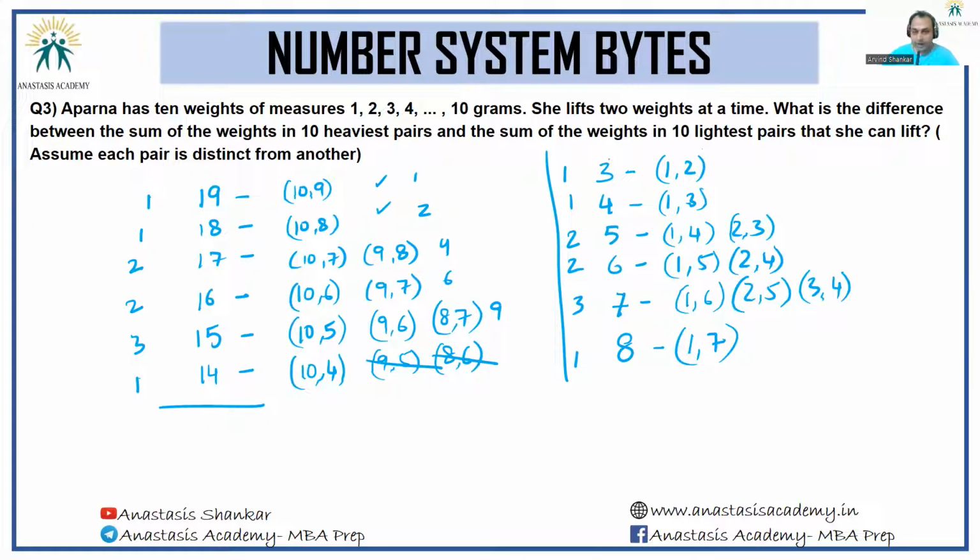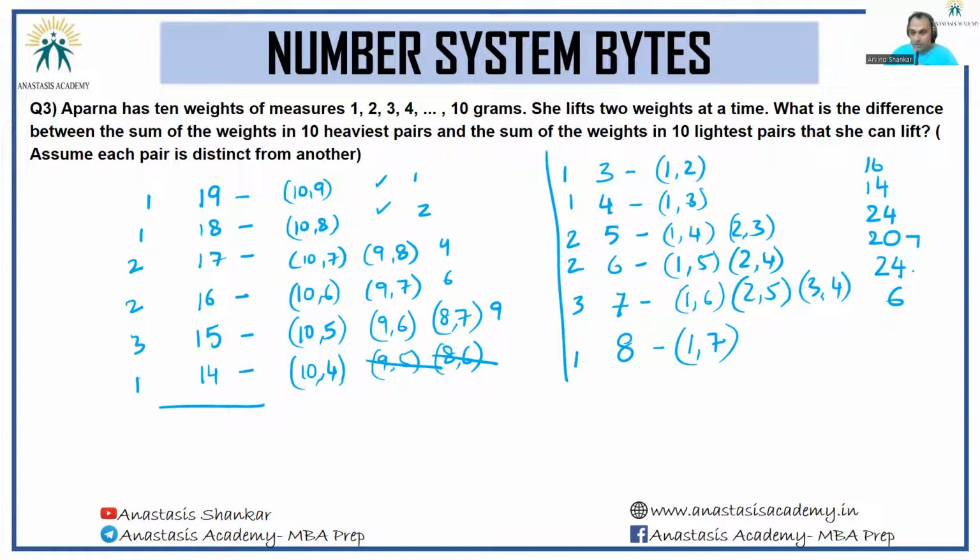So basically 19 minus 3 is 16, 18 minus 4 is 14, 17 minus 5 is 12, but you get 2 such cases, so 24. 16 minus 6 is 10, but you get 2 such cases, so 20. Okay. And 15 minus 7 is 8, and you get 3 such cases, so 24. And finally 14 minus 8, so 6.